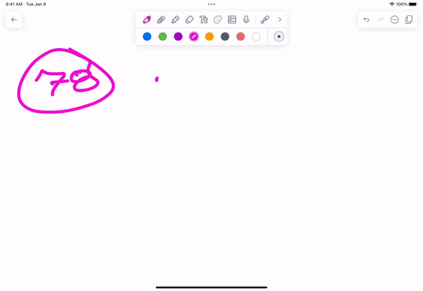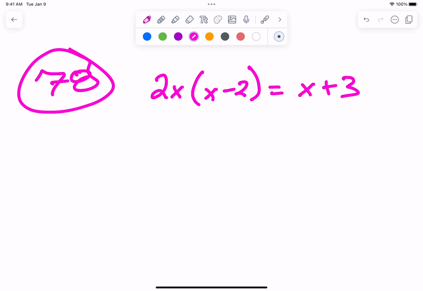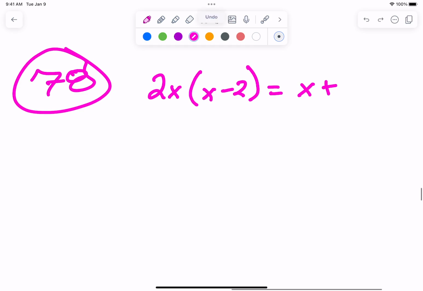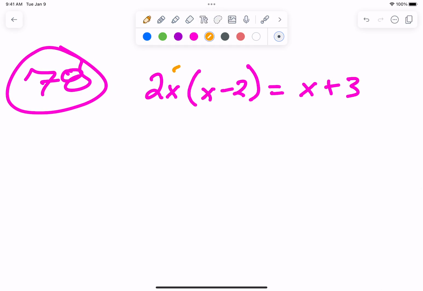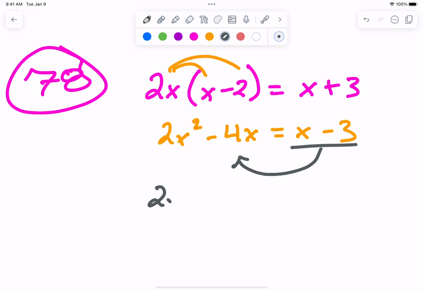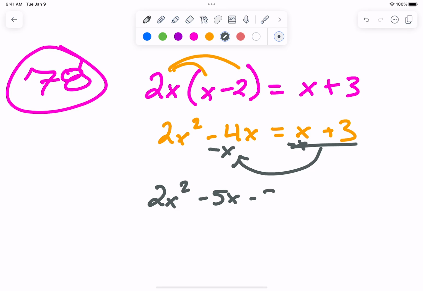Okay, 78. All right, read it to me. 2x, and in parentheses, x minus 2, close parentheses, equals x minus 3. Like that? That's exactly how it's written? Okay. What do you do? Distribute the 2x? Yeah, that's what I'm thinking. 2x squared minus 4x equals x minus 3. Subtract. Yep. Let's move this over this way. Minus 6. Oh, yeah, you're right. I bumped a negative. If I subtract the x over, that'll be minus 5x. And minus 3 equals 0.